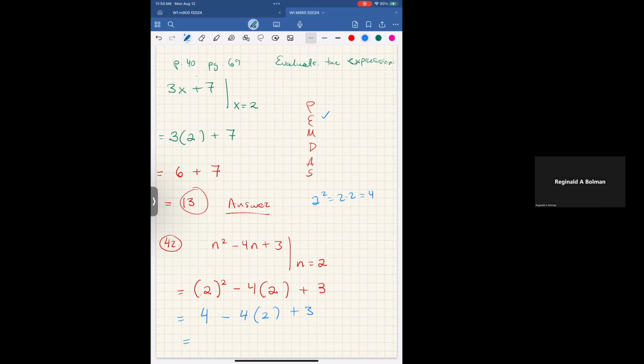Note that there's a -4 times a +2, because the subtraction symbol is the same thing as adding a negative. Remember that a minus b is the same thing as a plus a negative b. Always remember that. So you've got this -4 being multiplied by 2. A negative and a positive is a negative. 4 times 2 gives you 8. So you've got 4 minus 8 plus 3. 4 minus 8 is -4, plus 3. That's going to give us -1.